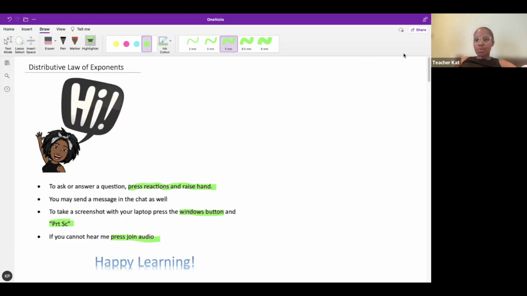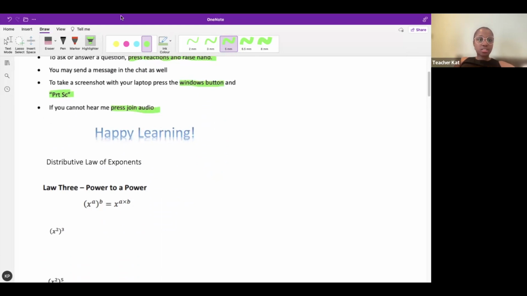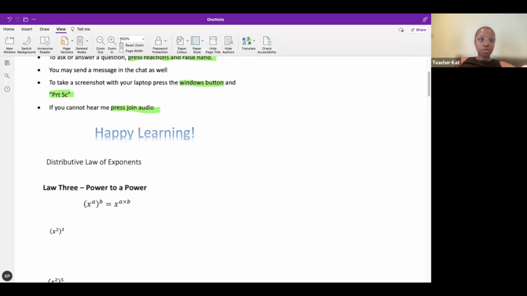We are continuing with our exponents. Today we're going to do a combination of two exponent laws which relate to one another. So it's not going to be too much of a stretch to learn both of them at the same time. The first one is the distributive law of exponents.